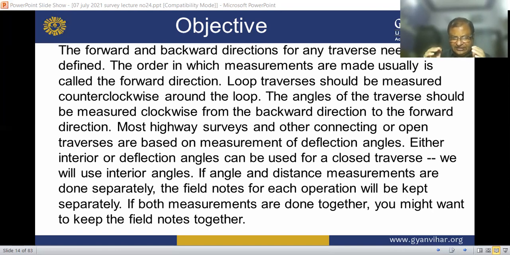If angles and distances are measured separately, the field notes will be kept separately. And if both measurements are made together, you might want to keep the field notes together.